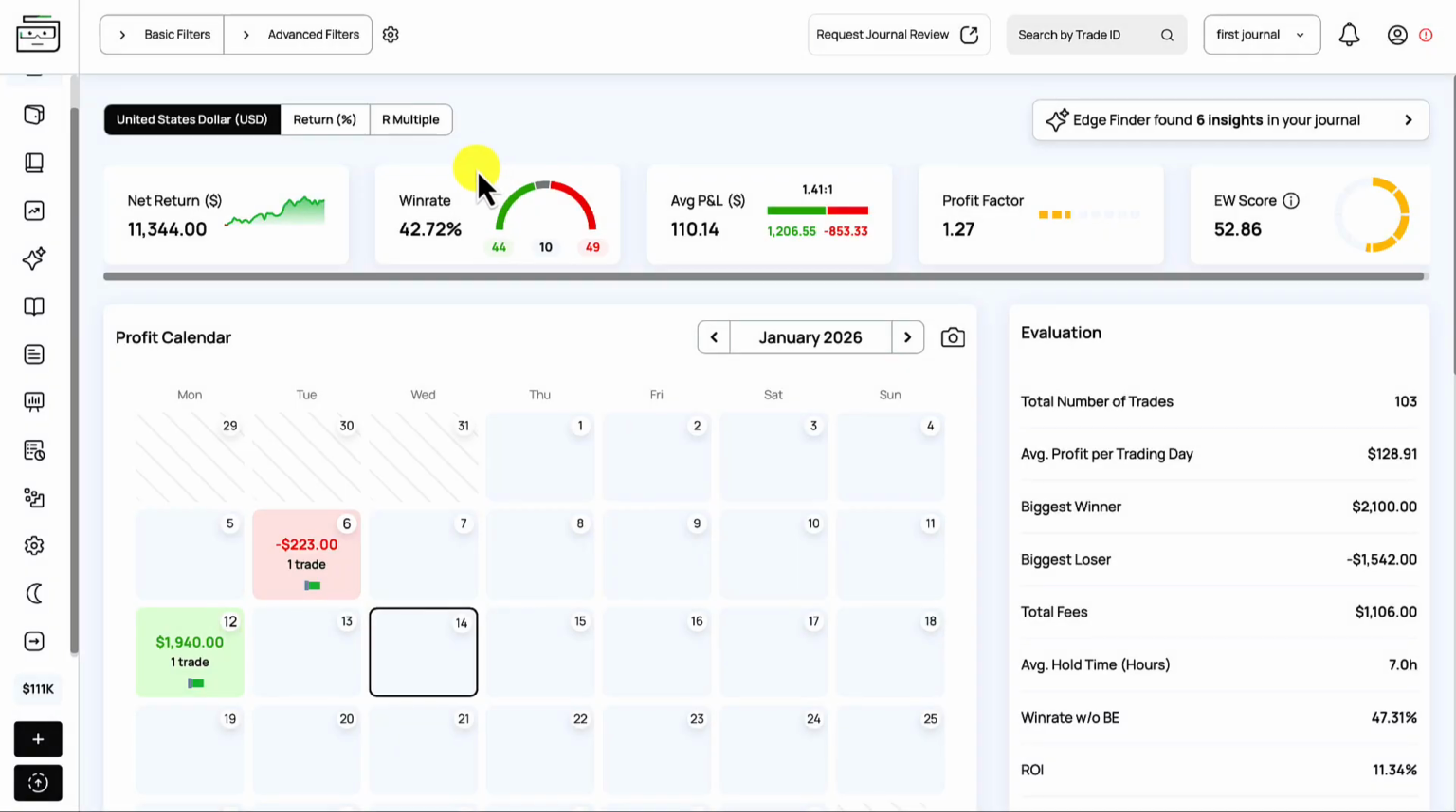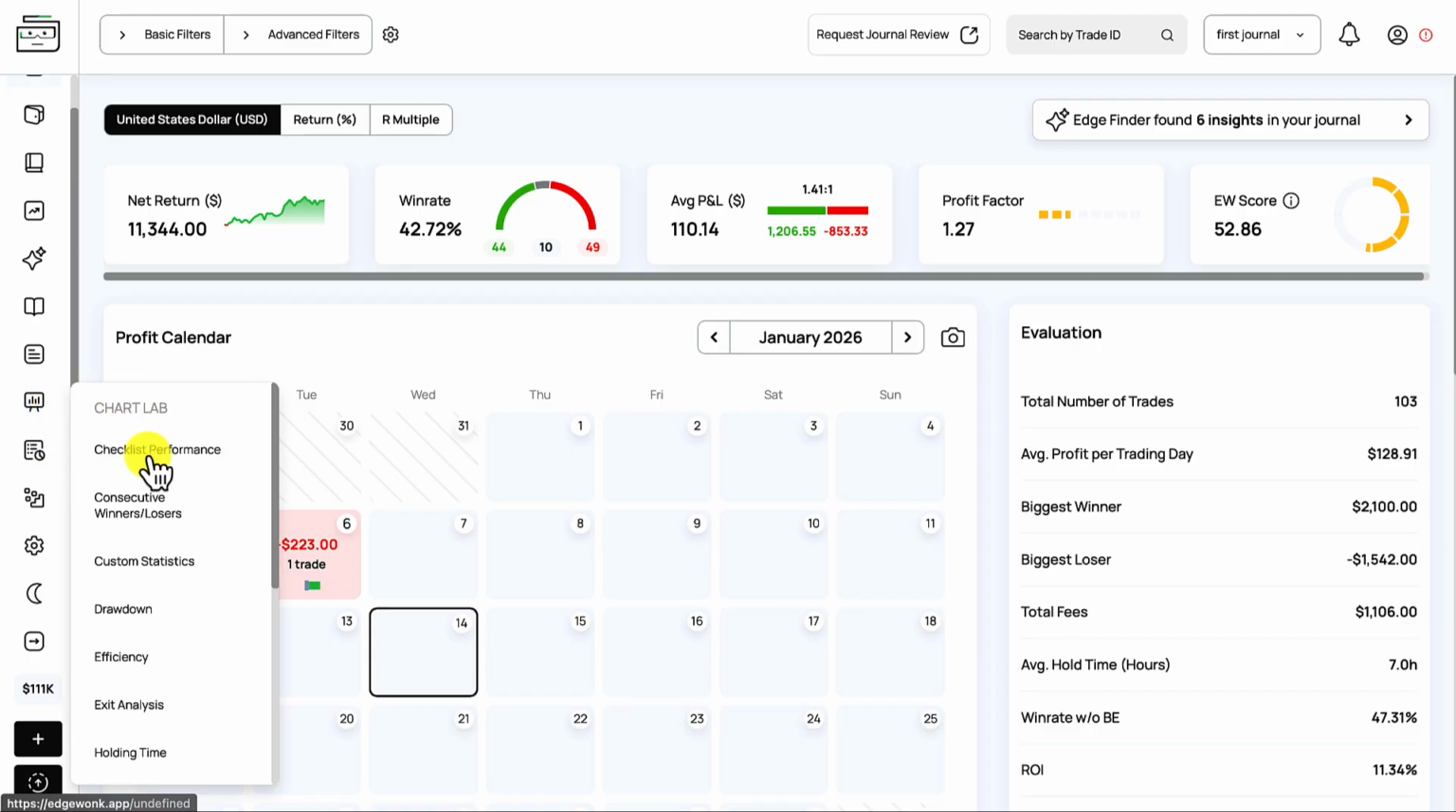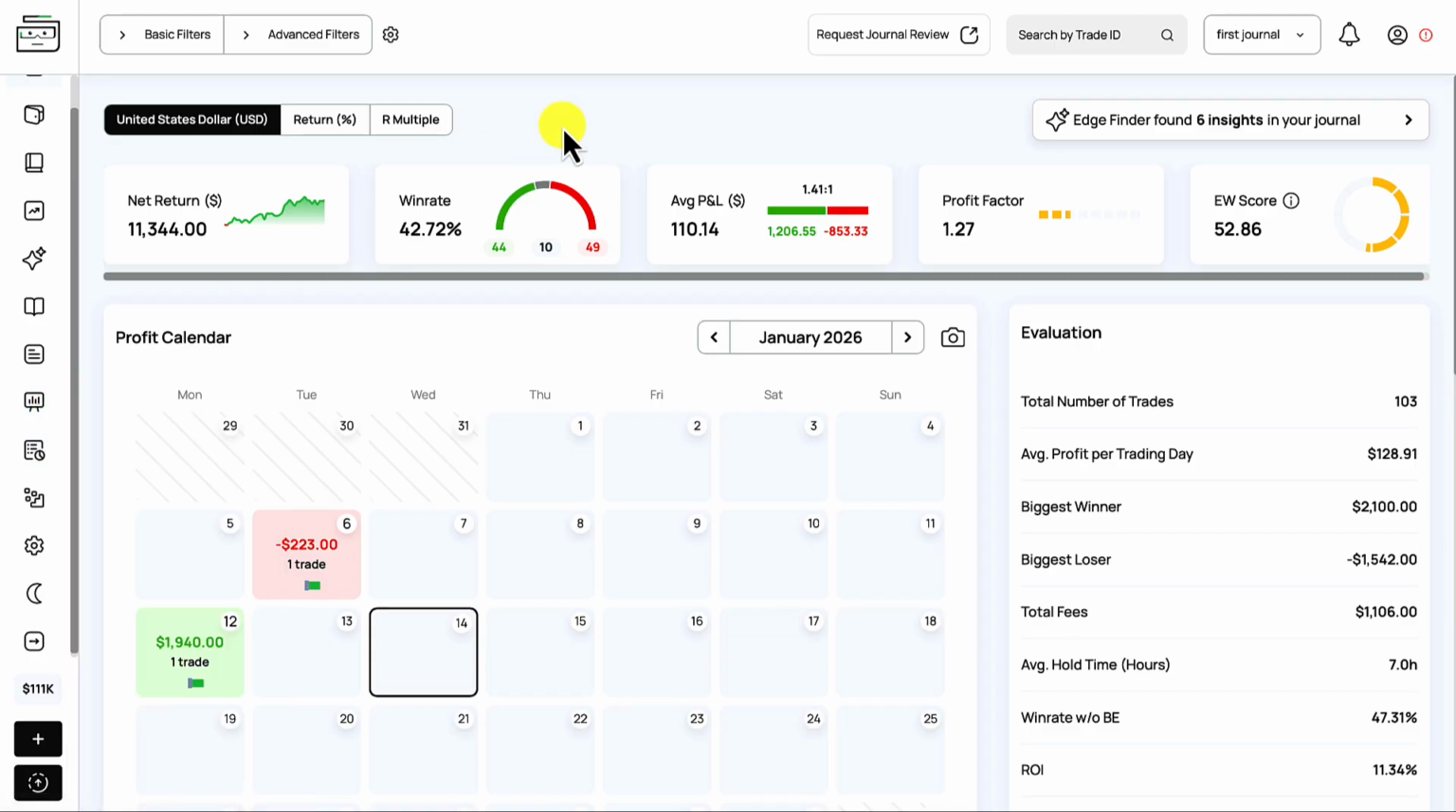So let's start doing our first review in your Edgewonk trading journal. And later we will go through all of the different charts and all of the different features one by one. But when you just want to get started and you want to get a very great overlook over your trading and you want to see where are your strengths, where are weaknesses, and where should your review go, we have an amazing feature that is called the Edgefinder.